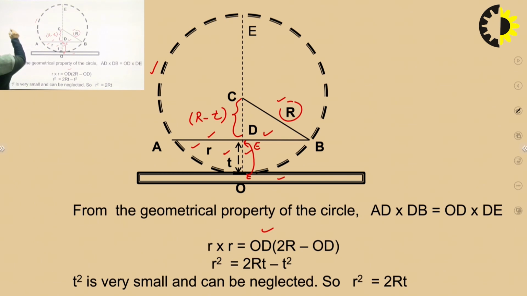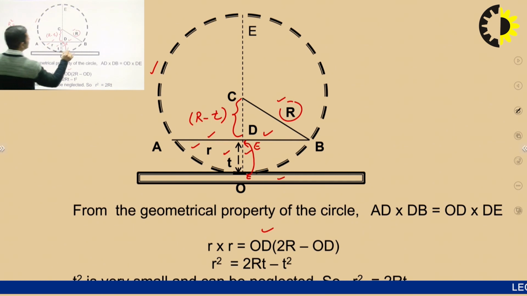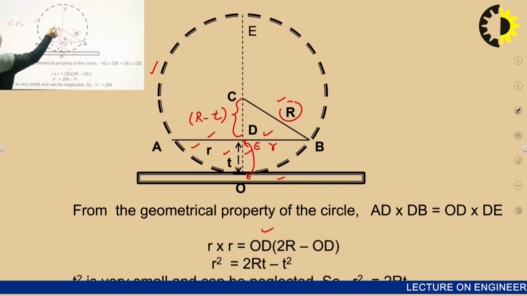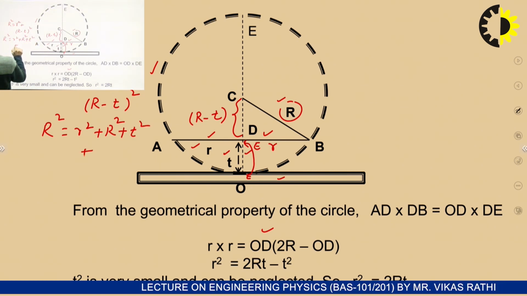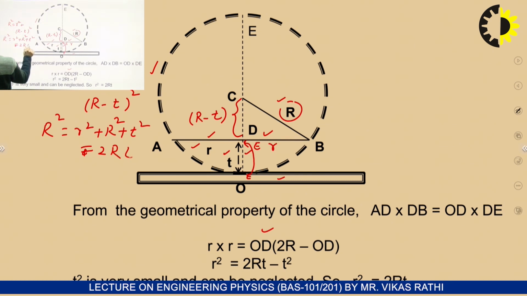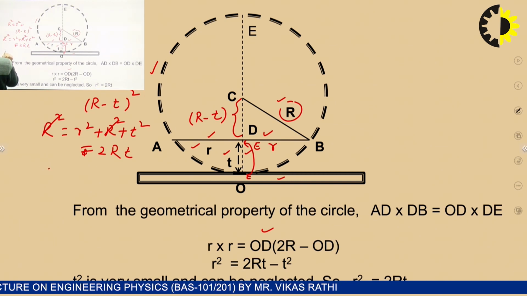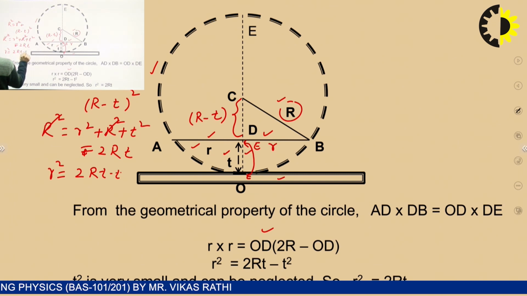So by using this property of the right angle triangle, if this distance is R, then R square will be equal to small r square plus CD square, and CD will be R minus T whole square. Now if you simplify this, R square equals small r square plus capital R square plus T square minus twice RT. So this R square cancels, and here we will have small r square equal to twice RT minus T square.